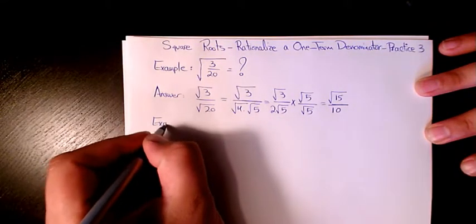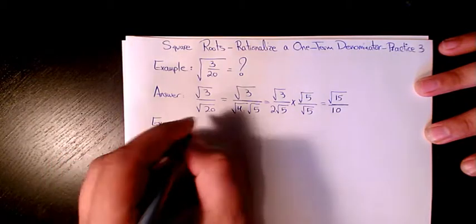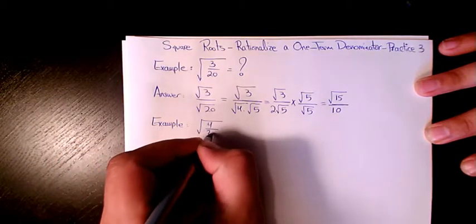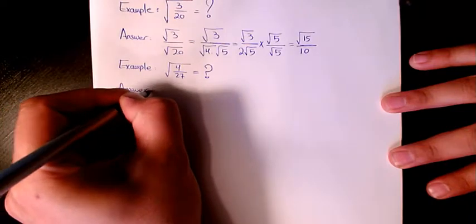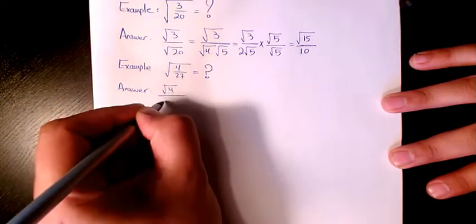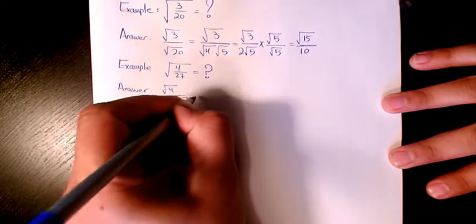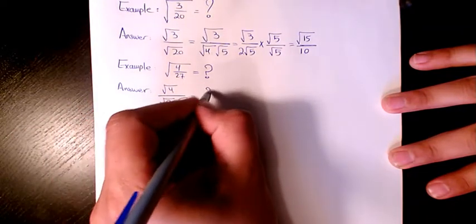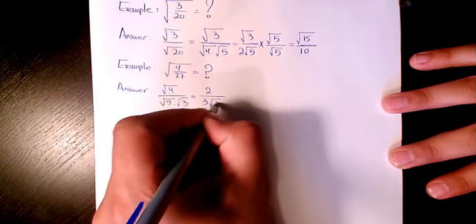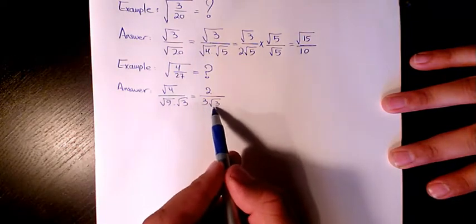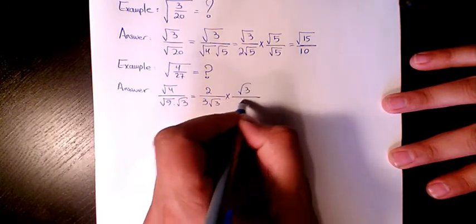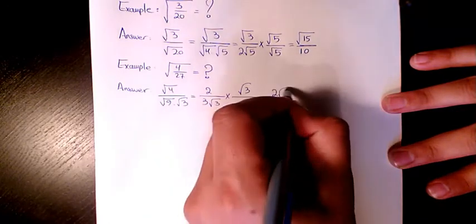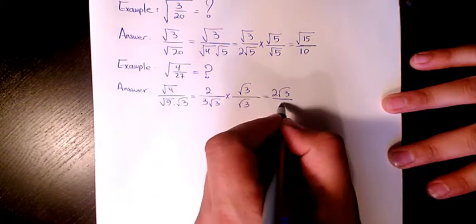Next example is root 4 divided by 27. Answer is root 4 divided by root 9 times root 3, which is going to be 2 divided by 3 root 3, and we multiply and divide it by root 3. So it's going to be 2 root 3 divided by 3 times 3, which is 9.